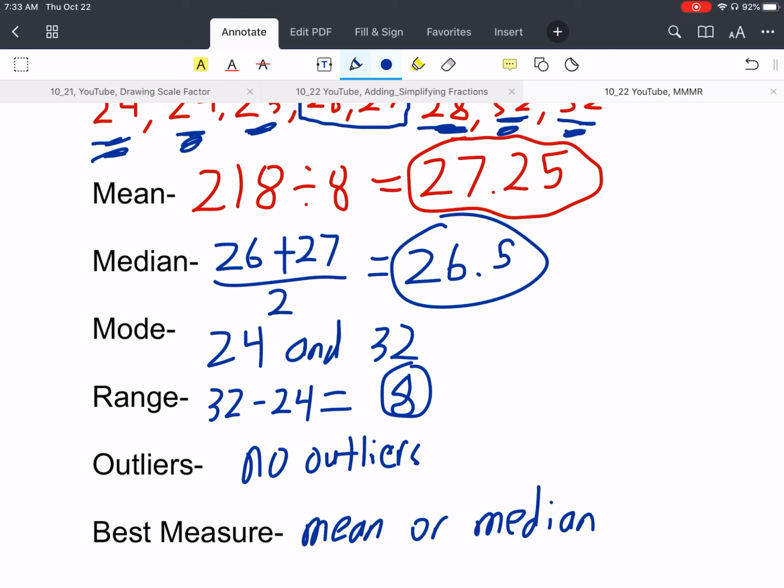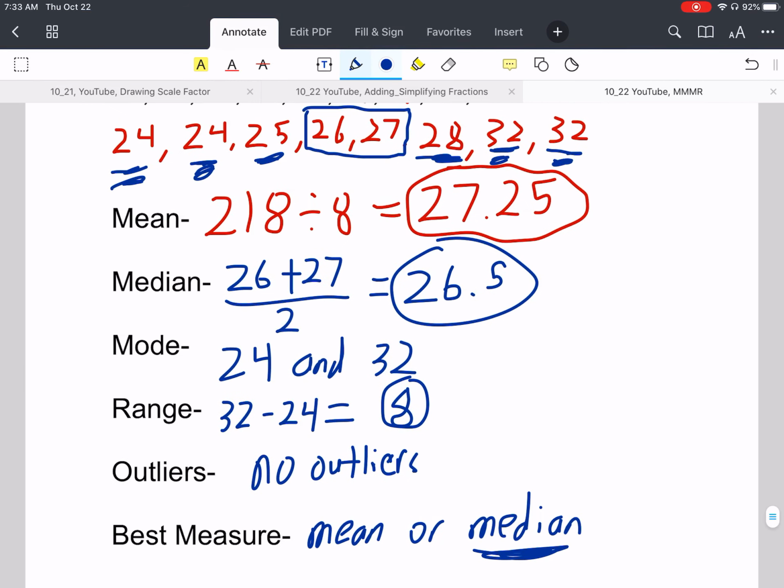Again, for this assignment, if you put median as the best measure every single time, you would be perfectly fine. Use a calculator, double check your work, make sure that you are staying organized, and this assignment should be manageable. Good luck.